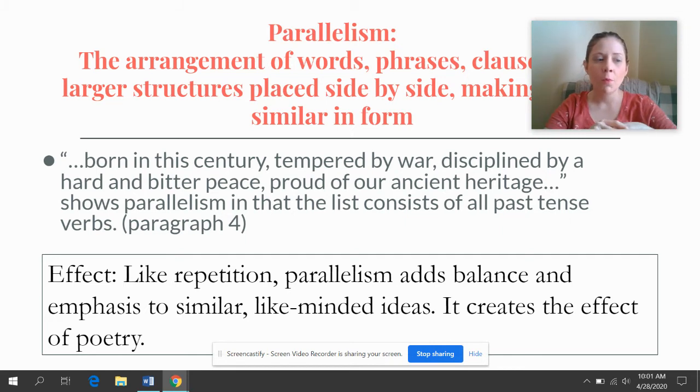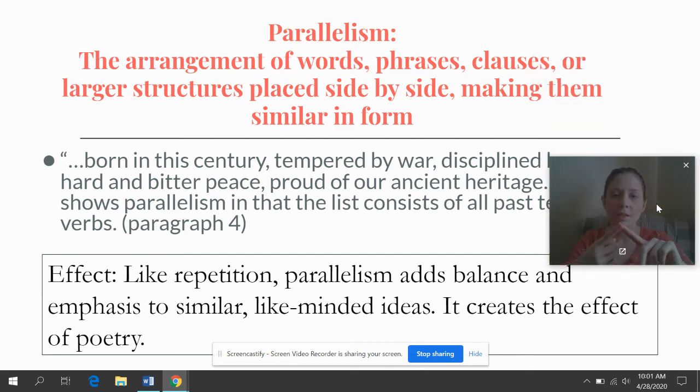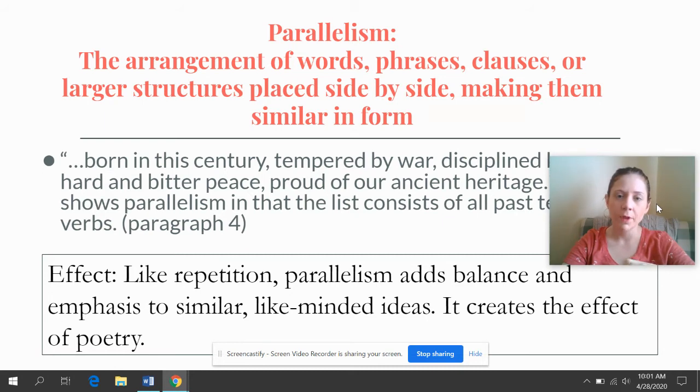Parallelism. If you watched and listened to the JFK speech as I was presenting it, then you heard me reference this several times. Parallelism is the arrangement of words, phrases, clauses, or larger structures placed side by side, making them similar in form. Parallelism makes sure that you have the same order of words. Maybe it's subject, verb, object, subject, verb, object. Or maybe it's prepositional phrase, prepositional phrase, prepositional phrase. But whatever it is, it's making sure that your words are in order and everything sounds like it belongs there.